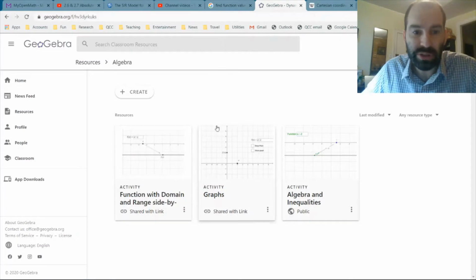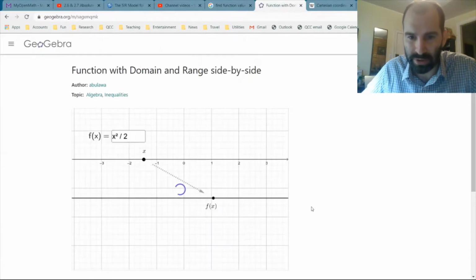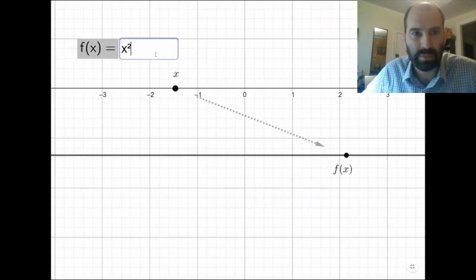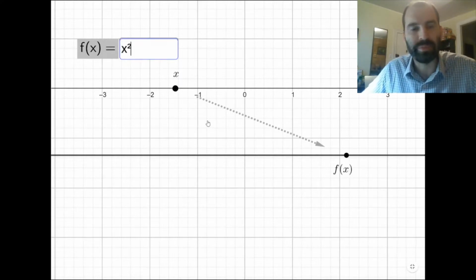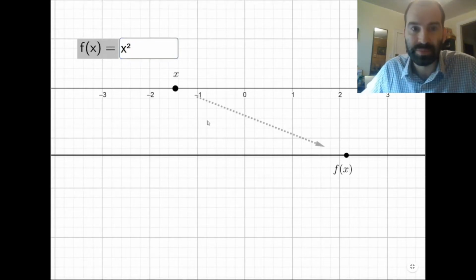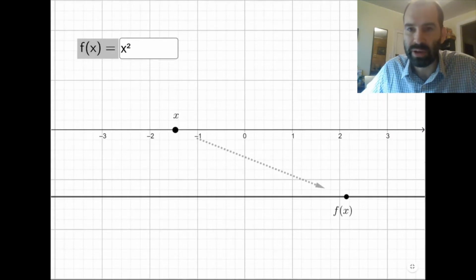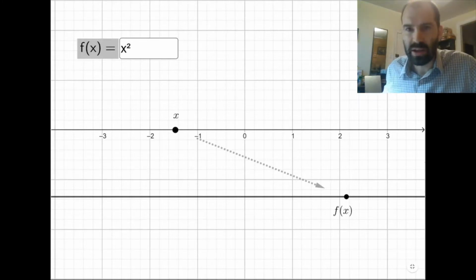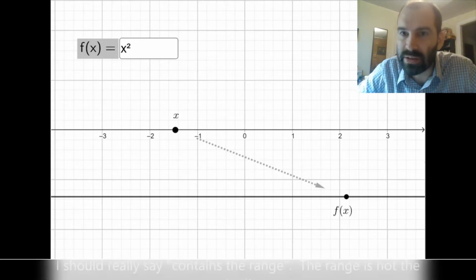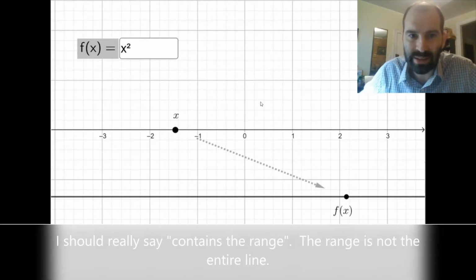So when we were just thinking about functions, let me open up this handy dandy little app here. Okay, so one of the functions we talked about was f of x equals x squared. Now what I'm showing you a picture of is both the domain and the range. So the upper line is the domain, and the lower line is the range. So x lives in the domain and f of x lives in the range.